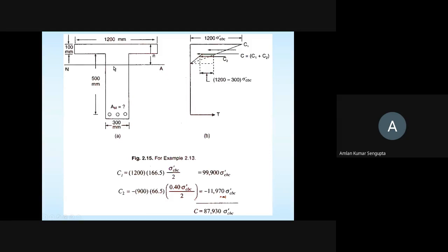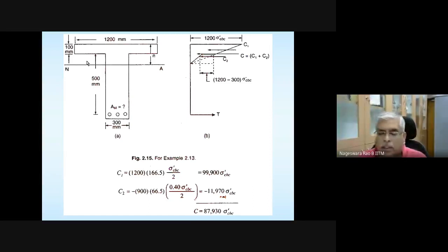This is one approach. The other approach could have been, you take the portion above the web as one rectangle, and the two outstanding portions of the flanges can be considered as two additional rectangles. These are two ways of doing things. You just have to be careful, and whenever you do, please make sure that your calculations are correct.